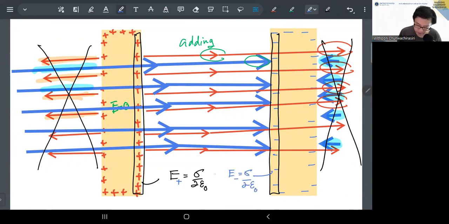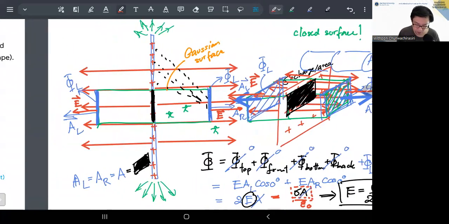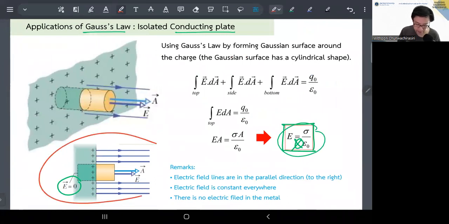So when you add these two together, the electric field in between is sigma over epsilon naught. Cool? It's the same argument if you think in the realistic sense: if you have a conducting plate, the charge is distributed only on the surface. Then when you do Gauss's law, you ignore E inside, you only have the E outside.